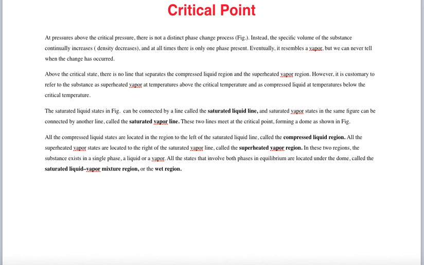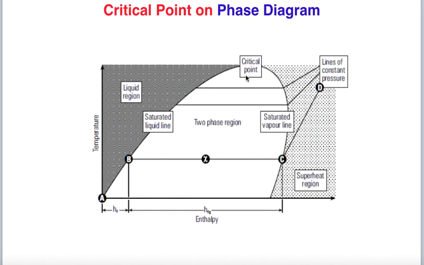Now, at the critical pressure, there is no distinct phase change, as seen in the figure. The specific volume of the substance continuously increases, meaning density is decreasing, and at all times only one phase is present. Eventually it resembles a vapor, but we can never tell when the phase change has occurred. See, up to this point you can see there is a two phase region, but beyond this point you cannot define when the phase change occurs, and the only phase here is the vapor phase.